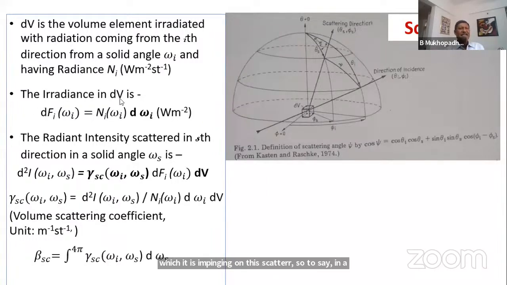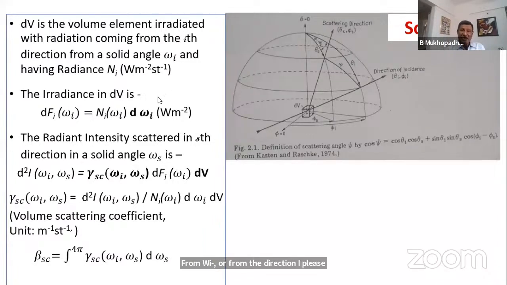Now the irradiance in dV will have to be d omega i multiplied by this, because Ni is nothing but per unit solid angle. So for a given elementary solid angle d omega i, the product of the two is the irradiance in dV from omega i, or from the direction i.